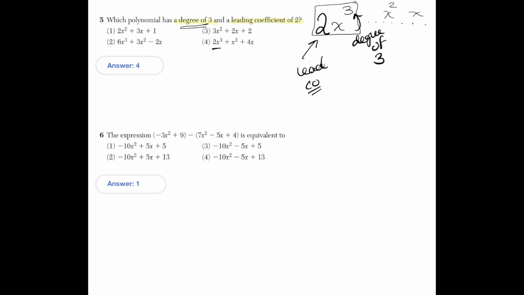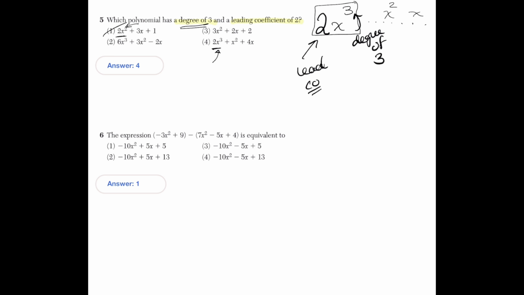It is the only one. When you look here, my leading coefficient is 2. And you can see it goes to the third power. That's my degree of 3. The other one that has a 2 in front, notice the 2 in front as the coefficient, but my leading term here has a degree of 2. That's why that one's wrong.